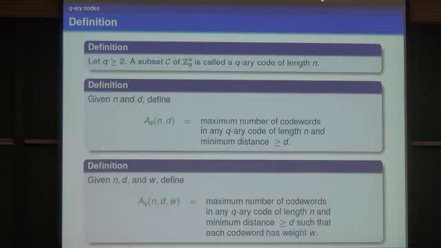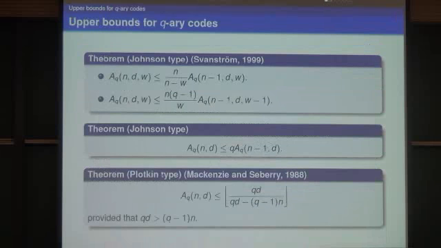And we tried the q-ary code, and all of the previous results can be generalized to q-ary codes. Here the definition is similar. Instead of q equal to 2, we allow q greater than 2. And similar upper bounds were obtained. This is by Svanström, 1999. They proved the Johnson type bound for q-ary codes. And this is quite trivial.